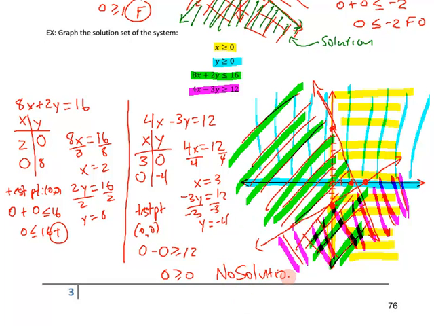Right? The solution to these 4 is the empty set. And that's the only way you can tell it, is by graphing all of them on the same graph and seeing if there is an overlap. In this case, because there's no overlap of all 4 of them simultaneously, that means there's no solution to that system.